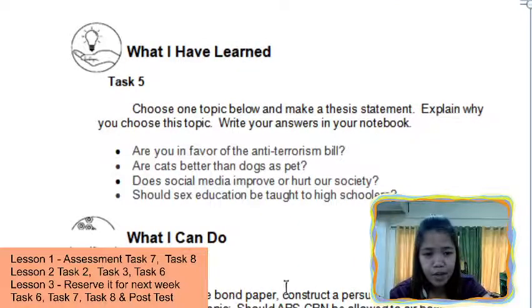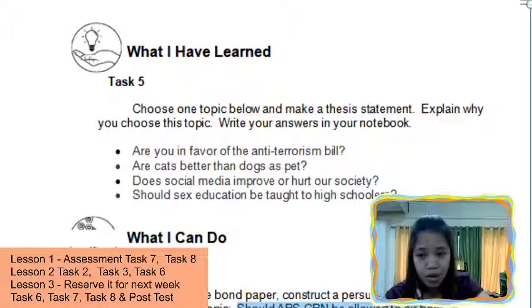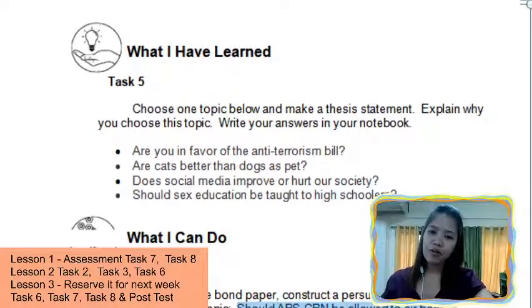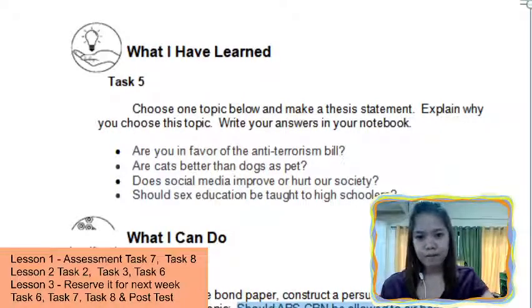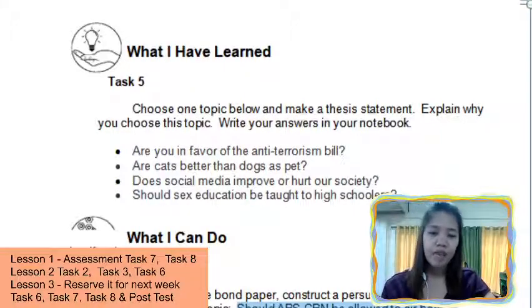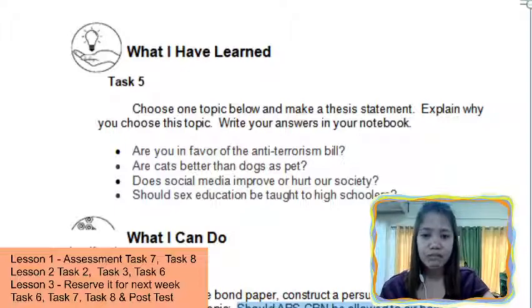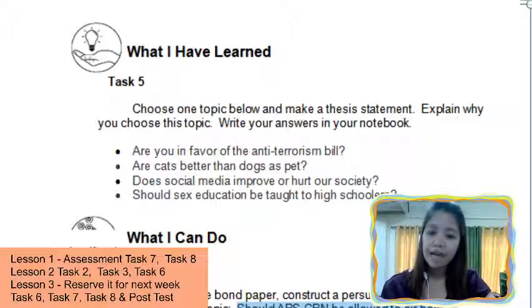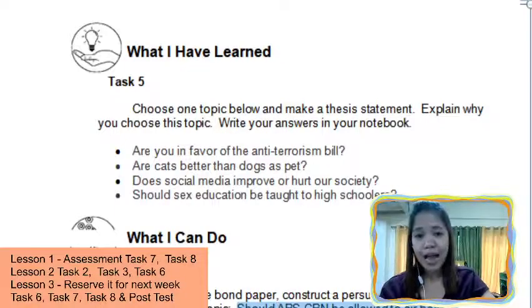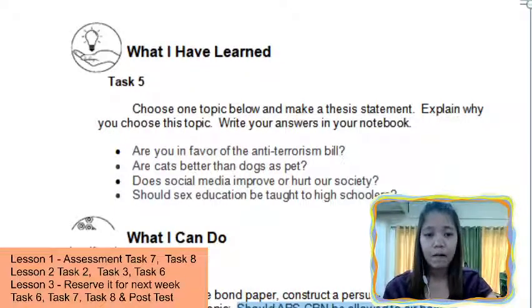On a short bond paper, construct a persuasive essay using the guide above on the topic. Should ABS-CBN be allowed to air back? I know some of you have watched news regarding the issue on the closure of ABS-CBN. And probably some of you already missed ABS-CBN shows. But then, I know some of you also are happy with the closure of this station. Now, it's time for you to construct a persuasive essay.